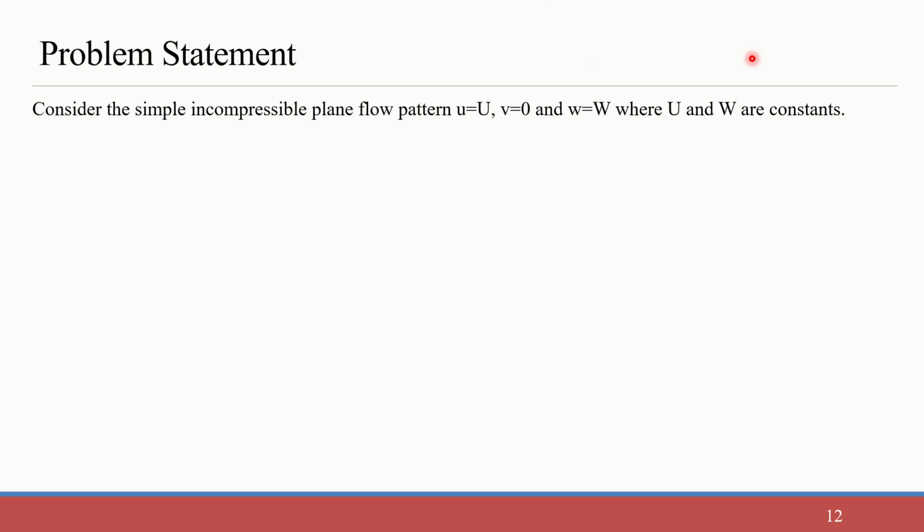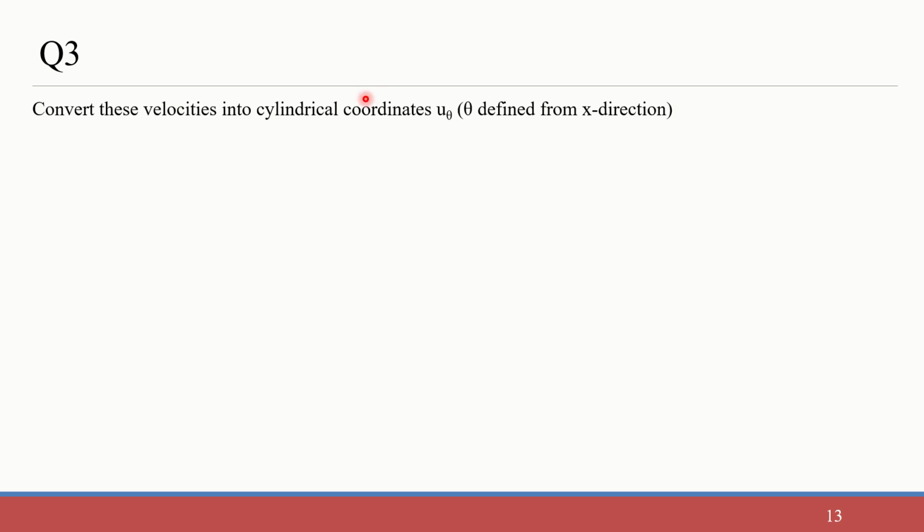Now we will see what is given in the questions. First, it is question 3: convert these velocities into cylindrical coordinates, with u theta, where theta is defined from the x direction. Okay.